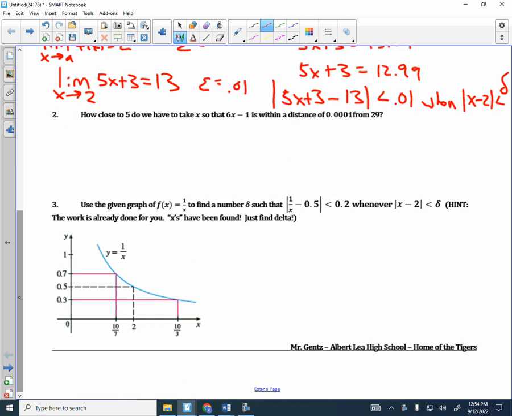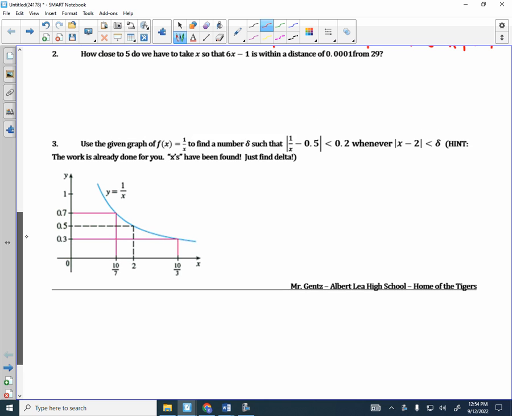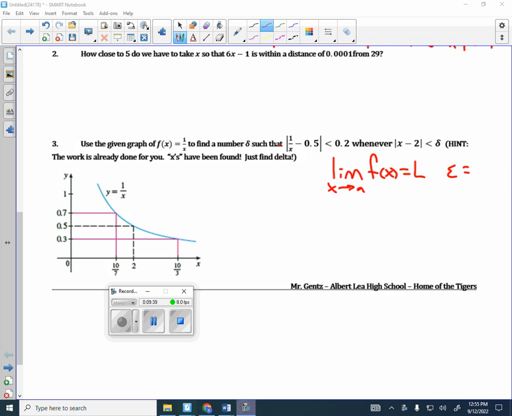So let's try that. Look at number 3. It says use the graph of 1 over x to find a number delta such that the absolute value of 1 over x minus 0.5 is less than 0.2 when x minus 2 is less than delta. So don't look at the graph yet. Here's what I want you to write. I want you to write the limit as x goes to a of f of x is equal to L and what epsilon is equal to. We always come back to this. See if you can figure out what this should be given this information. Go ahead, see if you can plug and play. Talk it through. Go.